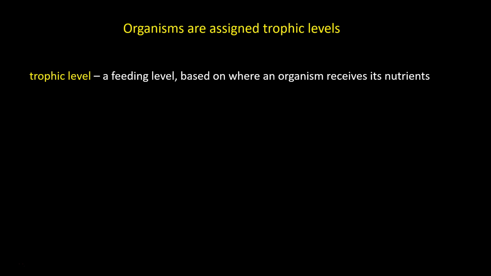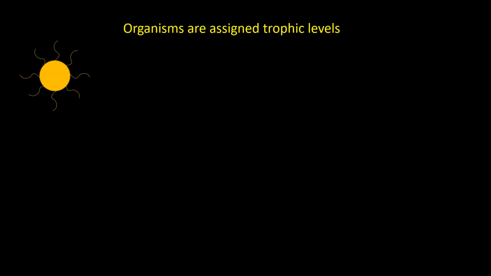Ecologists assign organisms in an ecosystem to something called a trophic level, or a feeding level, based on where the organism gets its nutrients. There are two types of trophic levels. There are producers and there are consumers, and we'll talk about both of them here in a little bit. The ultimate source of nutrients for most ecosystems is the sun.